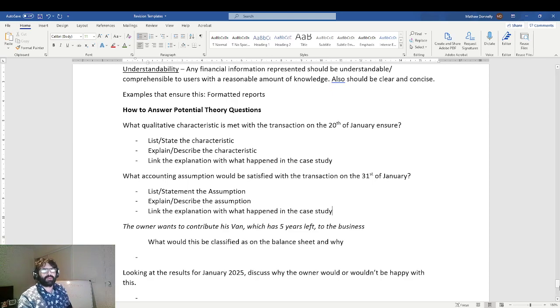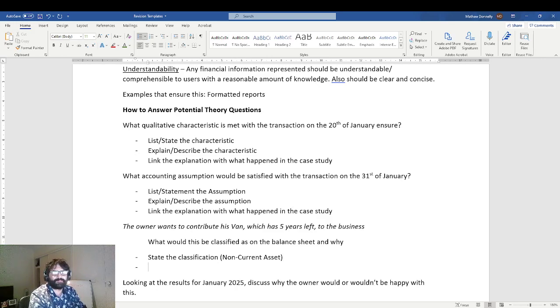All right. The owner wants to contribute his van, which has 5 years left, to the business. What would this be classified as on the balance sheet? Why? How would you answer this? You would state the classification. If it's a van, 5 years left, then you would say NCA. You need to go non-current or current and asset. If it's owner's equity, you just go owner's equity.